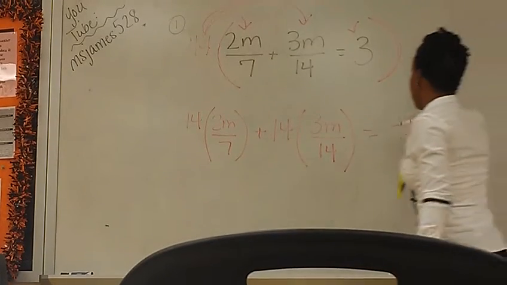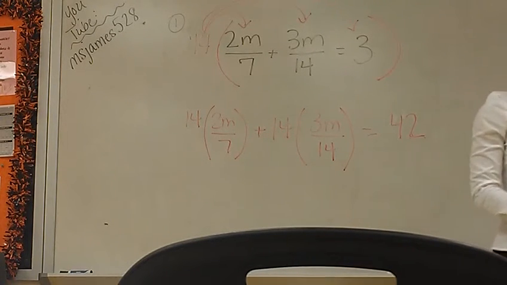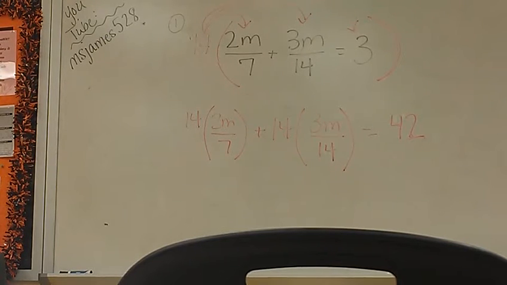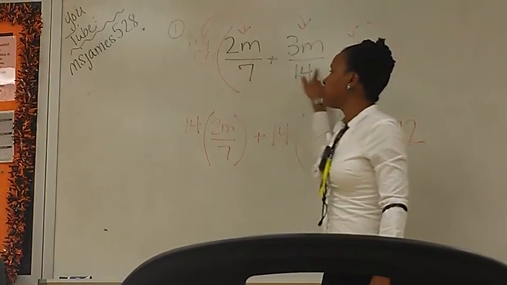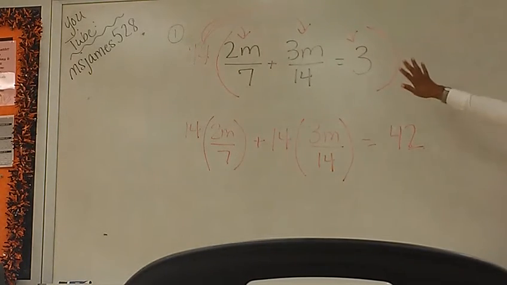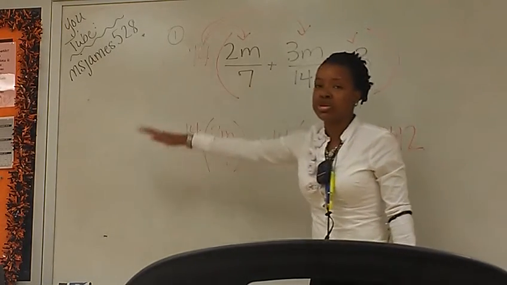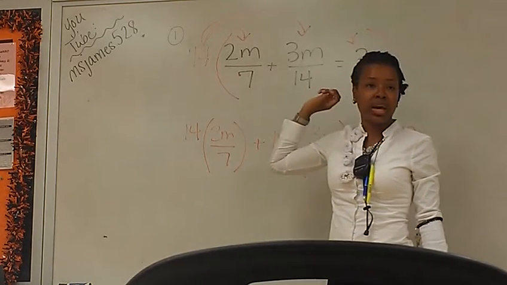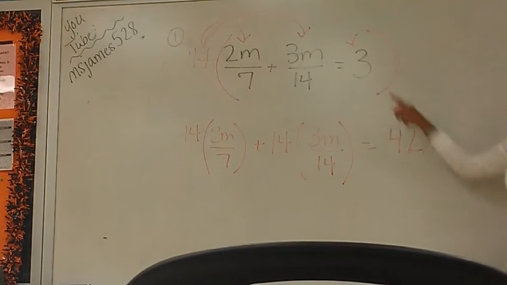If you are not with me so far, raise your hand so I can slow down and rewind. Basically what we did, and I know you don't understand why I picked 14 yet, you'll understand by the end of the problem. All we did was find the least common multiple for 7 and 14, which is 14. Then we're multiplying the whole equation by 14. This is going to get rid of our fractions. When you do distributive property, everything inside the parentheses gets multiplied, so I multiplied this by 14, this by 14, and this by 14.